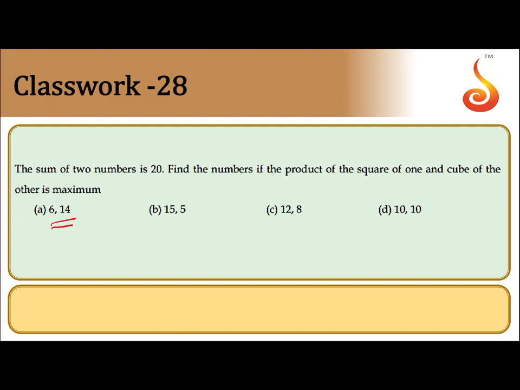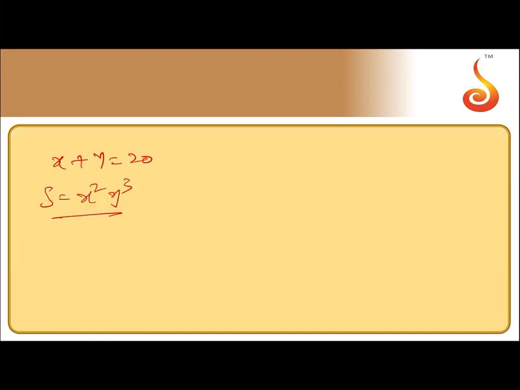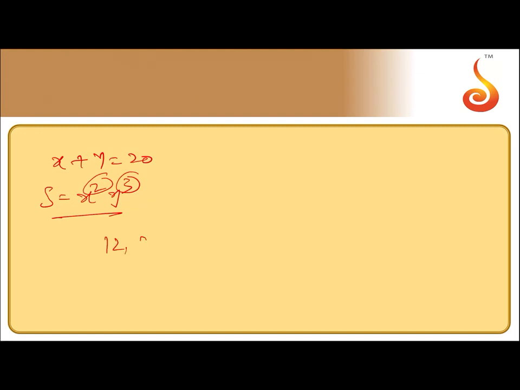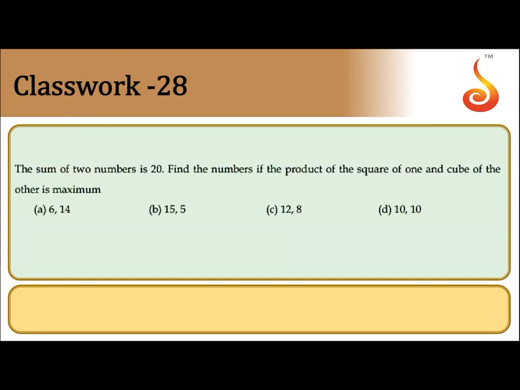Now option-wise, you can verify that 6 and 14, the sum is no doubt 20, but the square and cubes are a little bit difficult to calculate. Generally, remember one condition, that the x and y values will be in the ratio 2:3 or 3:2. But this is not in the ratio 2:3, this also is not in the ratio 2:3. Yes, this is in the ratio, 12 and 8. So the answer is 12, 8, which are in the ratio 3:2.